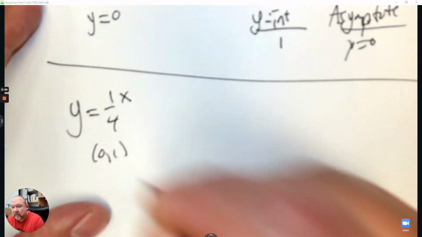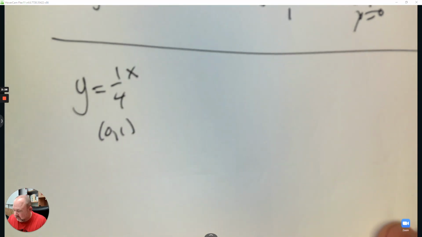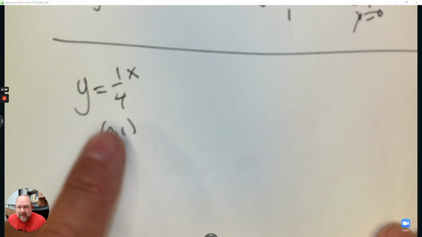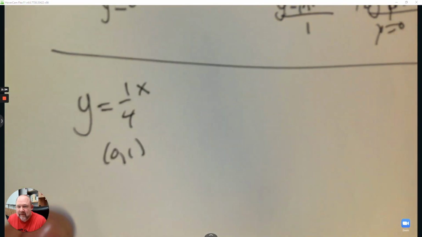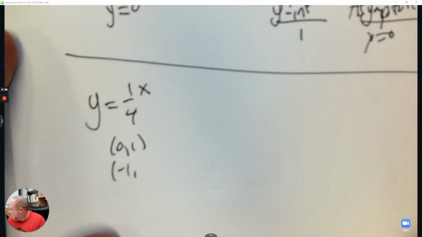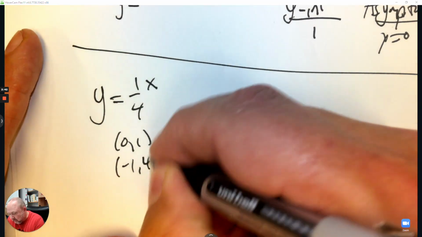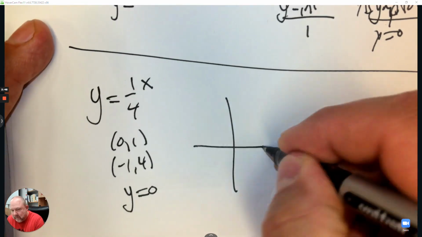So again, we would start with (0, 1). No matter the basic exponential, it is always anchored through the point (0, 1). Then, because the base is less than 1, we're not going to use positive 1. Instead, we're going to use negative 1. What negative 1 does is the reciprocal. The reciprocal of 1/4 is 4. Those are the two points we put on the graph, and the asymptote stays at y equals 0.